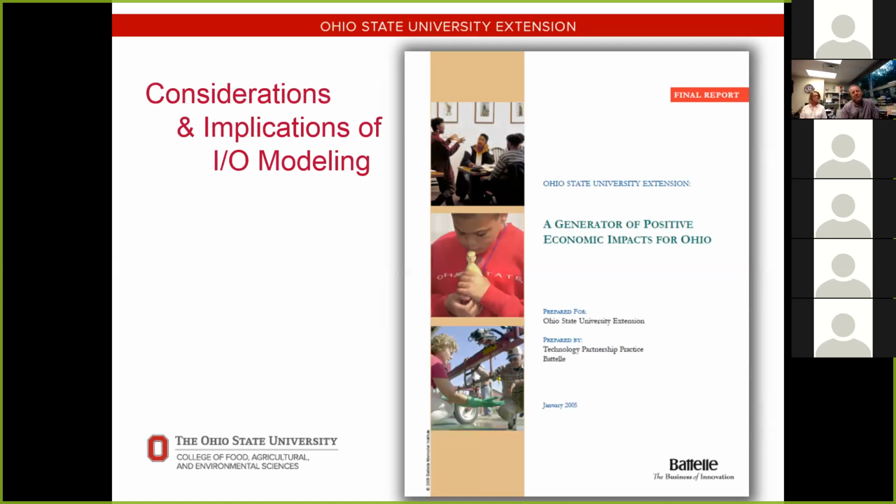And so, having had some experience with input-output modeling and using IMPLAN, I was particularly interested in this report. And there were some critics that looked at this and said, well, these are dollars that would be spent by the state of Ohio anyway. So it's not as if dollars came to the state necessarily that wouldn't have been spent locally. And so I think a couple of key points there need to be made.